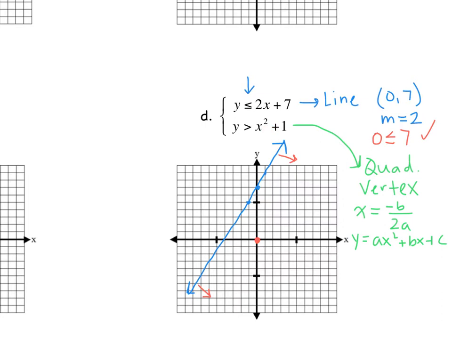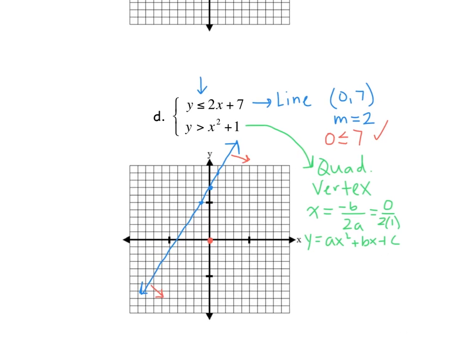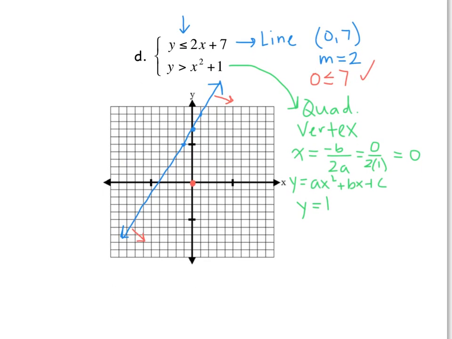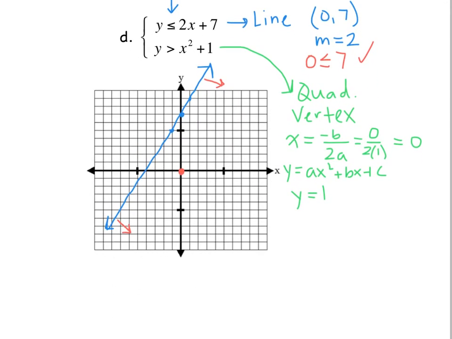So when we're trying to find the vertex here, I'm going to go back up. Okay, our b value is 0. So we have 0 over 2 times 1, which is just 0. So our x value of the vertex is 0, and when we plug that in to find our y value, we get y to be 1. So our vertex is the point 0, 1, and I'll put this all in a table, okay?